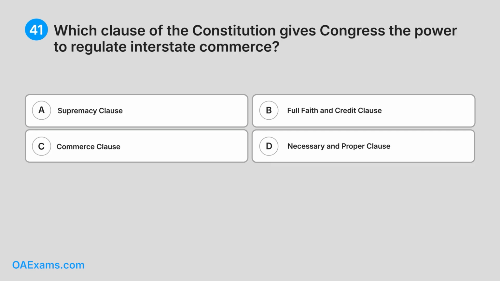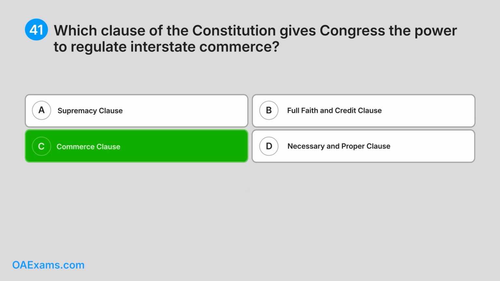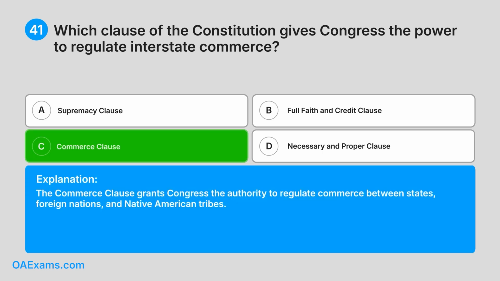41. Which clause of the Constitution gives Congress the power to regulate interstate commerce? A. Supremacy Clause. B. Full Faith and Credit Clause. C. Commerce Clause. D. Necessary and Proper Clause. Do you know the answer? Correct answer: C. Commerce Clause. Explanation: The Commerce Clause grants Congress the authority to regulate commerce between states, foreign nations, and Native American tribes.